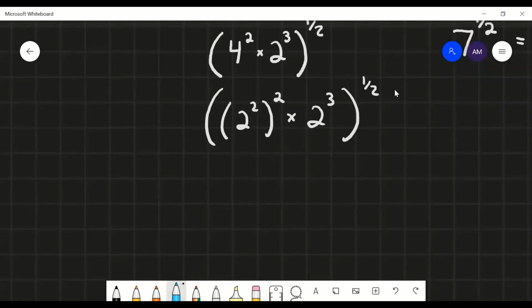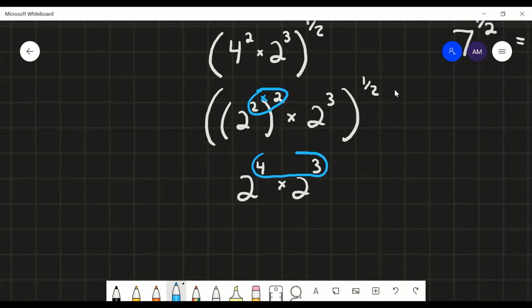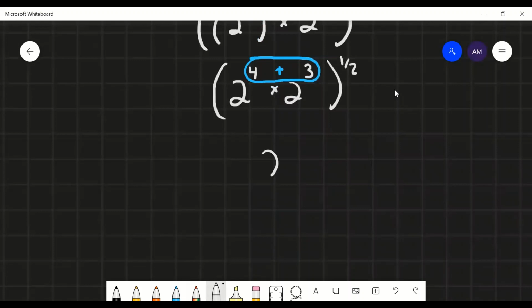Now we can evaluate these two exponents. They're separated by a bracket, so they have to be multiplied. This would make 2 to the power of 4 times 2 to the power of 3. And now these two are separated by their bases and a multiplication, which means they would be added as we did in the first example. And all of this is to the power 1/2. So this would make 2 to the power of 7, all to the power of 1/2.